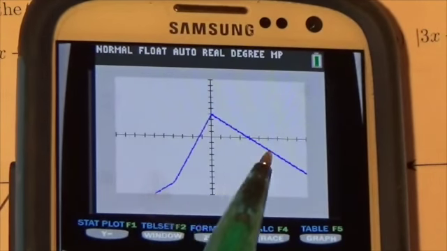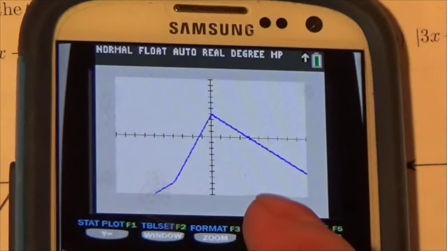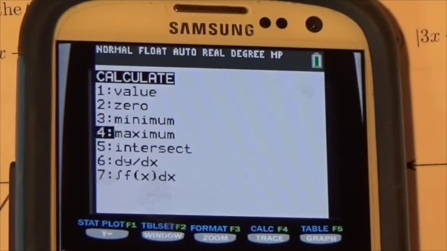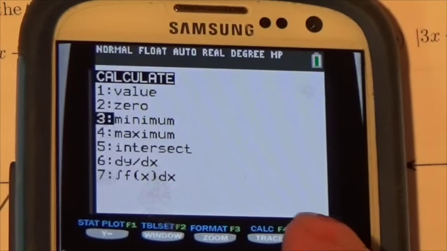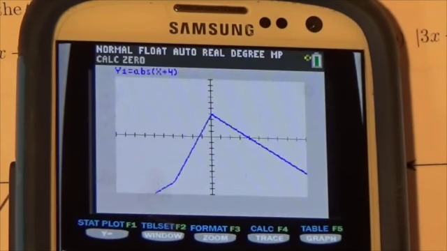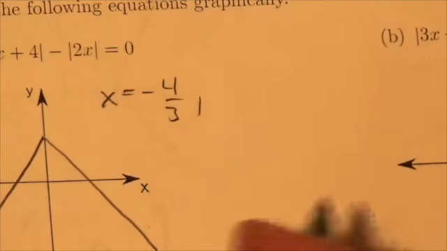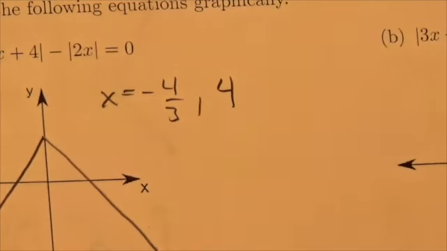I'm going to find the other one, the one that's over here. So second trace, down to zero, not intersect, I did it again. It's a zero I'm looking for. So I move my cursor to the left of that zero first, then I'll move my cursor to the right, to make sure that that x-intercept is in between. Press enter to get past the guess, and it tells me that the answer is 4. So my two answers here are negative 4/3 and 4.